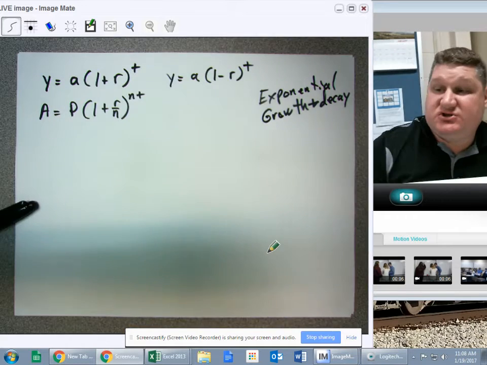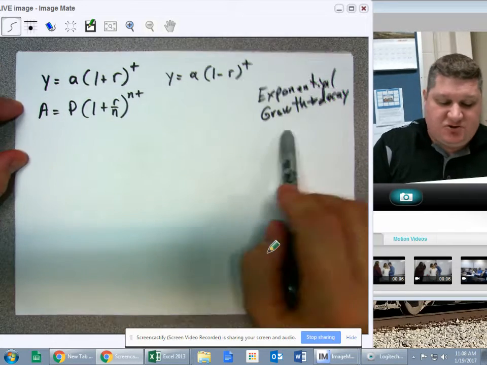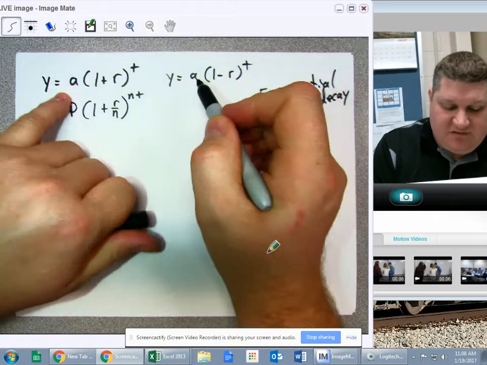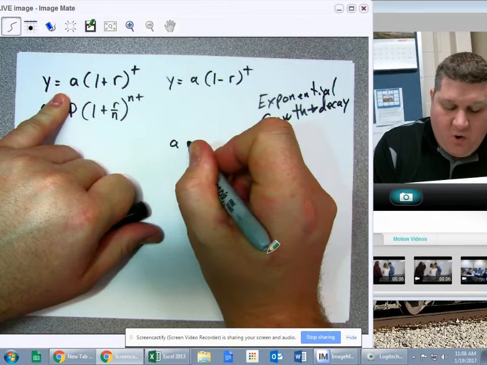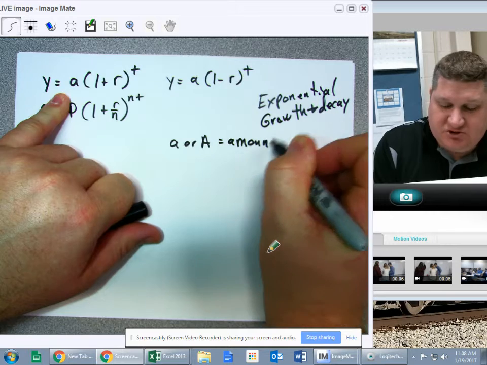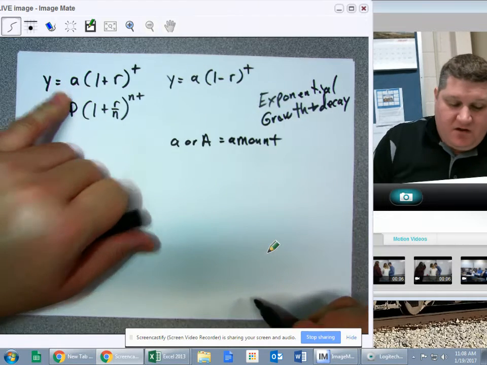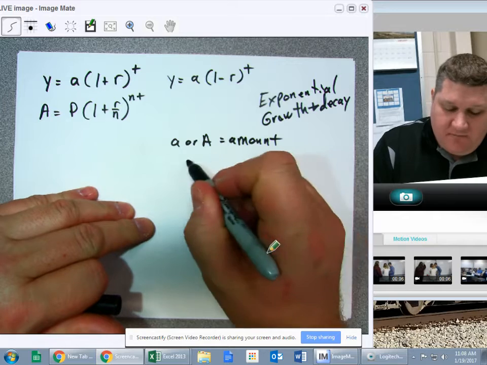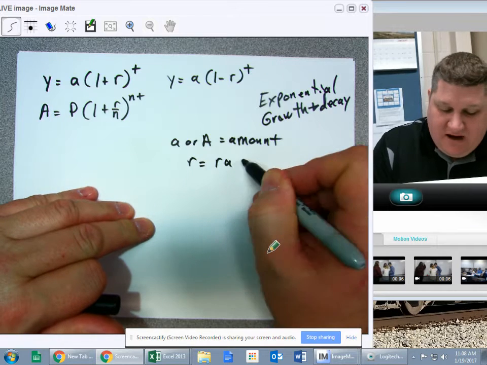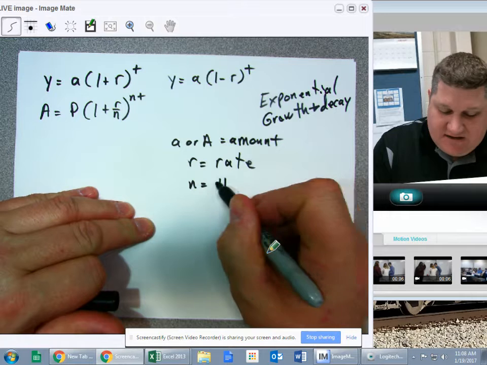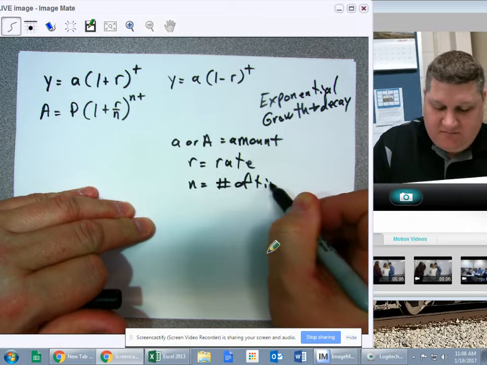Okay, so we're talking exponential growth and decay. Here are your three key formulas. In this case, A, or capital A, is always the amount. Y is going to be a total. R is always a rate. And N is a number of times.